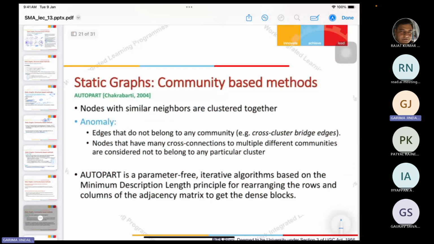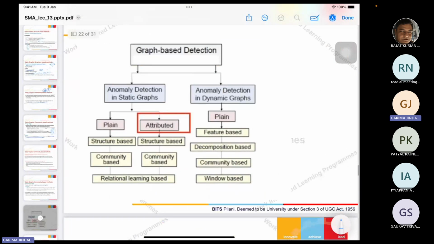Then there is another method. This is another paper that is community based. In this community based algorithm also, the idea is the same. You are going to identify the nodes that are the bridges, and based on that, you are going to categorize them as anomalous or not. You can look into this paper if you are interested.